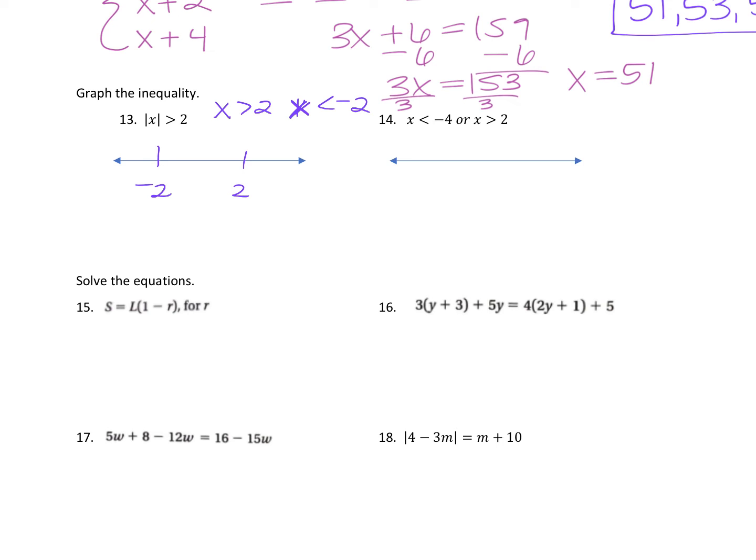Are these open or closed? These are open, right? Greater than 2 would go to the right. Less than negative 2 would go to the left, which makes sense. This is greater, right? So it's an or problem. So they go away from each other. All right, 14 is another or problem. Very similar, actually. So this is negative 4. This is positive 2. Those would be open dots and away from each other.